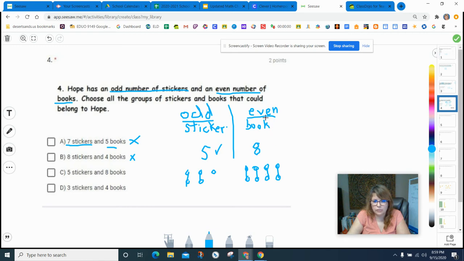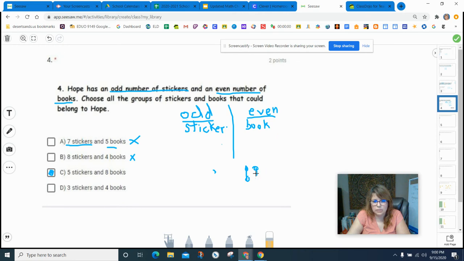There's no leftover, so that's an even. So that's a check mark, and that means this is a good choice. So now I'm going to do the last one because I have to check every single one. Remember, this is choose all that could be correct. So I need to make sure that I have all the choices if I want to get 100%.